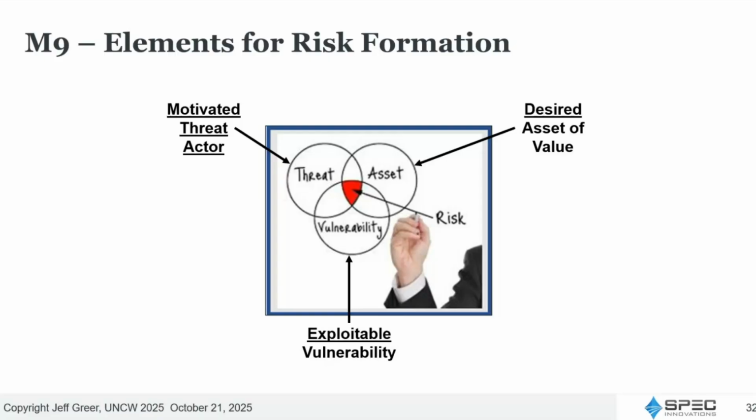If you look at the threat actor, they need to be motivated, right? It's sort of like an alligator laying along the bank of a river. They can be a real threat, but if they're not motivated to come attack you, you don't have to worry about them. So you need a motivated threat actor. And then ultimately, you need an exploitable vulnerability, right? You need a way for the threat actor to get to the desired asset of value. So what is that exploitable vulnerability?